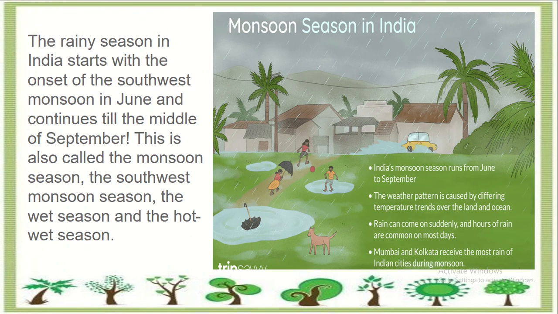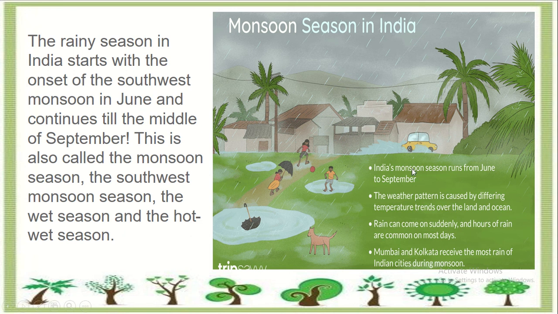The rainy season in India starts with the onset of the southwest monsoon in June and continues till the middle of September, and this is also called the monsoon season, the southwest monsoon season, the wet season, and the hot wet season. The rainy season in India lasts from June to September, and as the sun stays above the Tropic of Cancer at the end of June, the northern part of India experiences an excessive increase in temperature, about 32 degrees Celsius, and the temperature in the southern part gradually gets reduced.